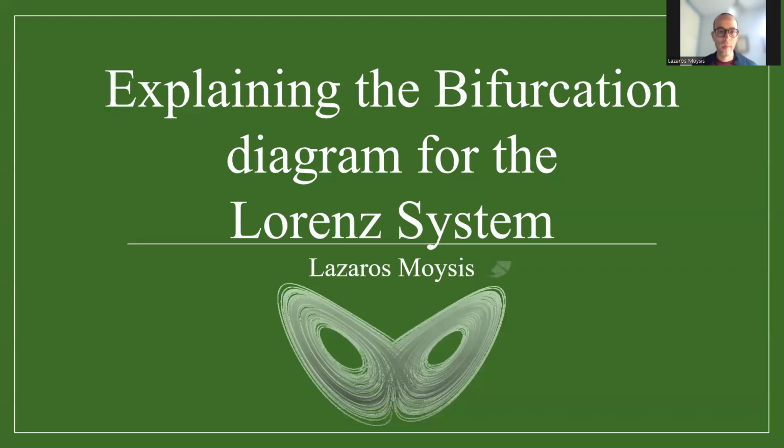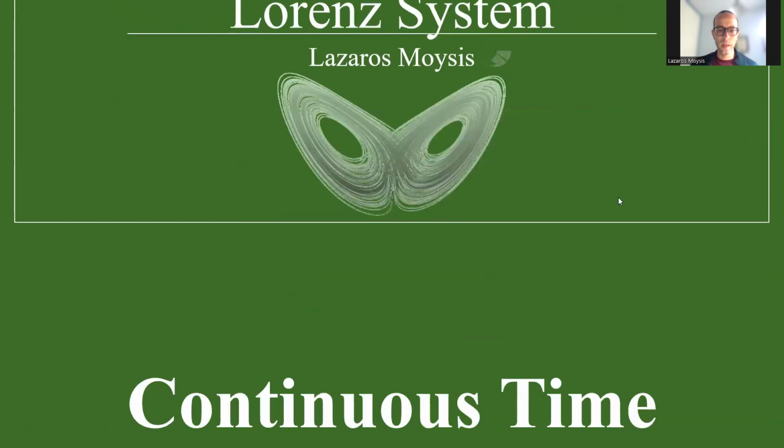Greetings, everybody. So in this video, we're going to explain the bifurcation diagram, which is generally used for any type of chaotic system. But of course, we are going to explain this using one of the most well-known systems, which is the Lorenz one. So let's begin.